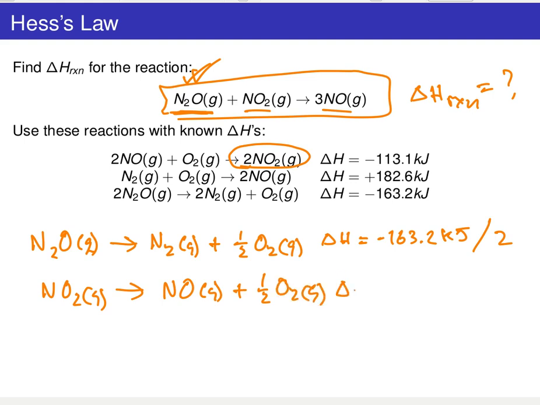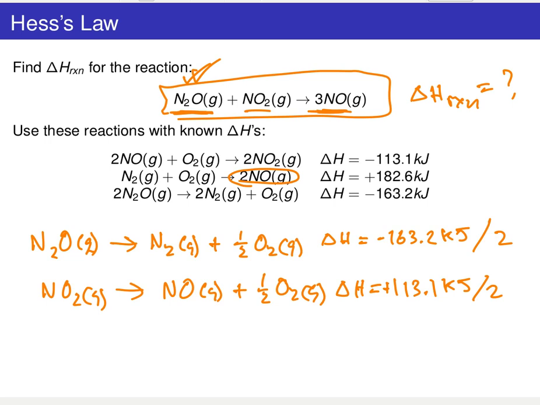Okay? And as a result, the corresponding delta H is not only going to have the opposite sign, so it's going to be plus 113.1 kilojoules, but it's also divided by 2. Okay? And then lastly, we're going to use our final chemical reaction equation we haven't used yet to form our product of NO gas. And in this second chemical reaction equation that we're given, we are forming NO gas as a product, but of course we're forming 2 moles, as you can see from that stoichiometric coefficient, where we need 3 moles.